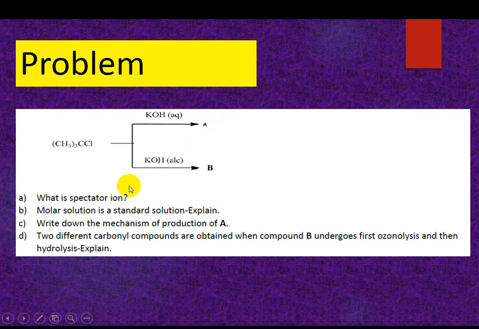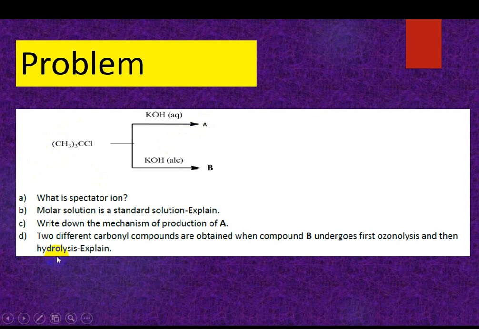Give my question the answer. Question number 3. Write down the mechanism of production of product A. Which mechanism does this reaction follow? SN1. Why? Because it is a 3 degree alkyl halide. Good.